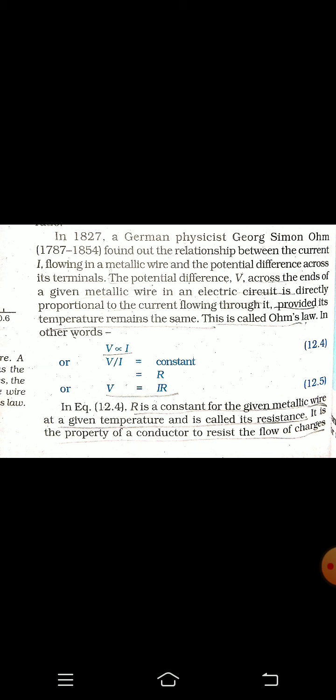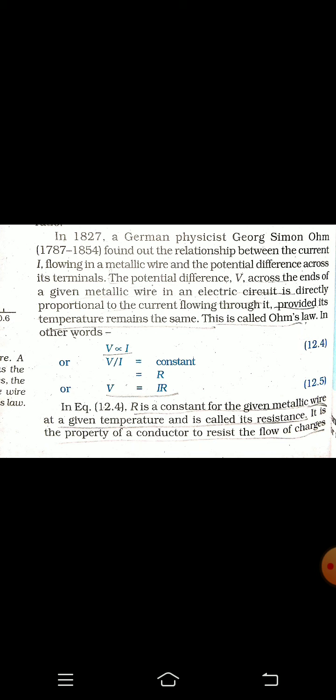Now we all know that to remove the proportionality sign, we have to introduce some constant. So here we will keep the constant R. How are we writing it? V is equal to IR. Now this is the formula by Ohm's law. This is very important and you have to remember it to solve the sums. V is equal to IR.